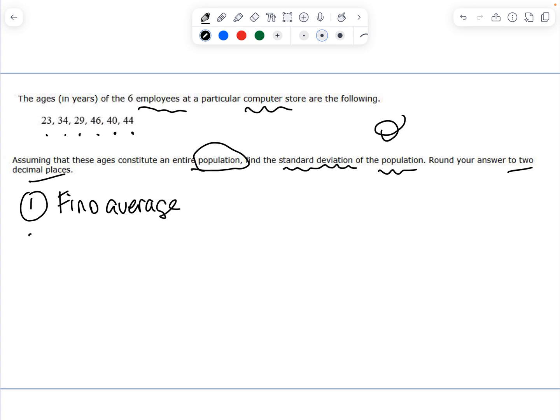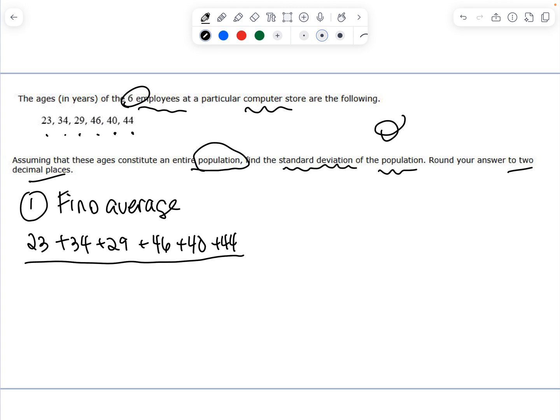Ages. You're going to add 23 plus 34 plus 29, 46 plus 40 plus 44, and then divide that by 6: 1, 2, 3, 4, 5, 6. When we find our average, which is mu when we're working with a population, our average age, if I add this up and divide by 6, is 36 years old.